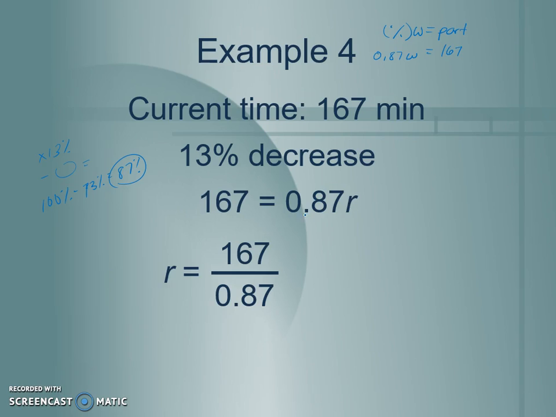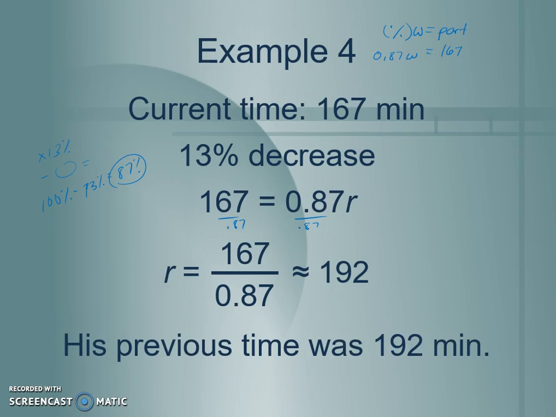So then we'll just solve. Remember, to solve, we're dividing each side by 0.87. And we get approximately 192 minutes. So his previous time was 192 minutes.